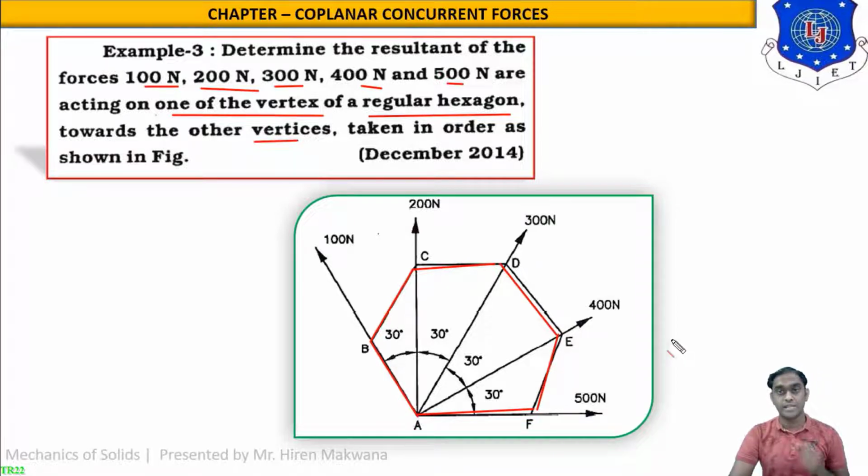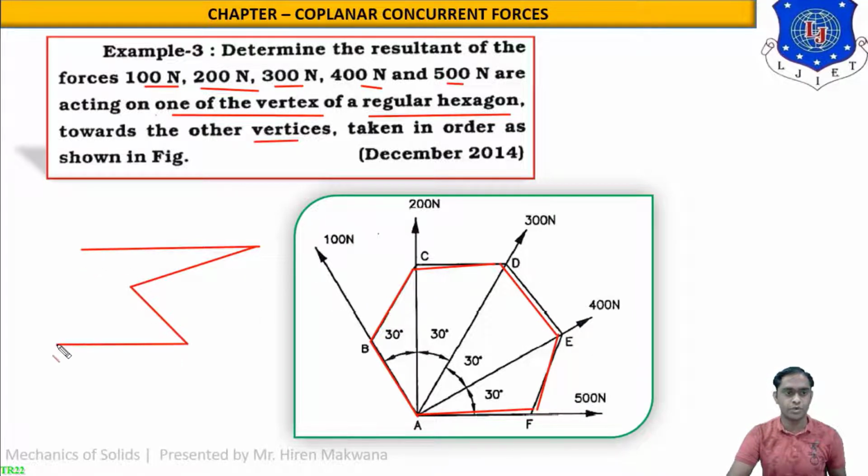But what is a regular hexagon? Hexagon means a closed figure having 6 sides. But not every closed figure having 6 sides is a regular hexagon. How? I will explain to you. Suppose this is 1, this is 2, this is 3, this is 4, this is 5 and this is 6. So this is also a closed figure having 6 sides, but this is not a regular hexagon.